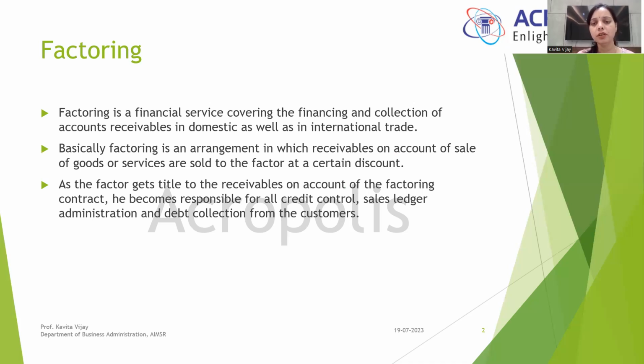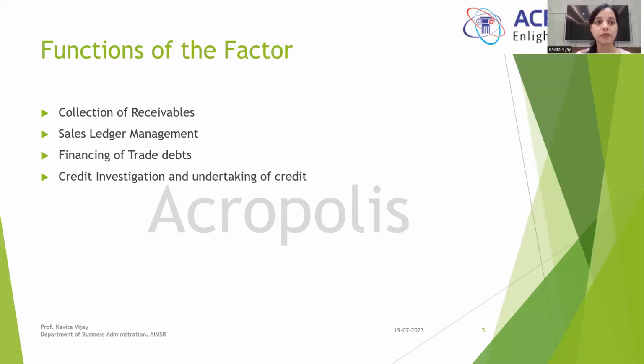What happens in factoring? The factor company purchases the trade debts of the firm, including the accounts receivables also, and exercises control over the credit sales and also administers the sales ledger of the client. So basically, we can say factoring is an arrangement in which receivables on account of sale of goods or services are sold to the factor at a certain discount. It is also treated as a short-term source of finance.